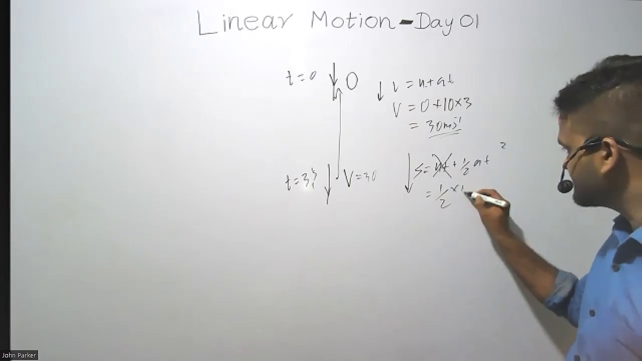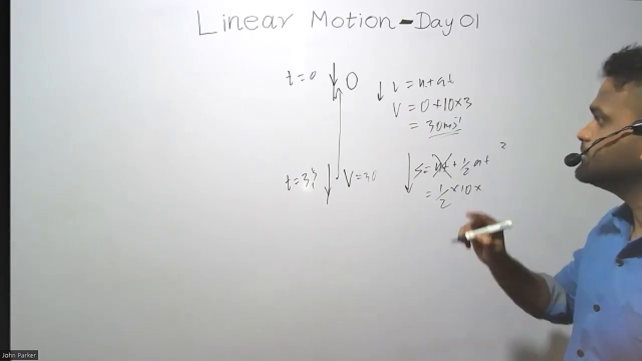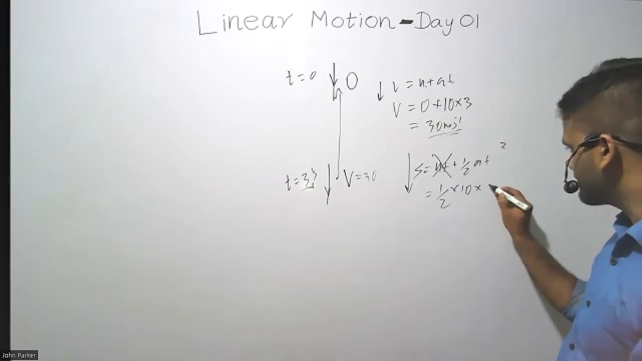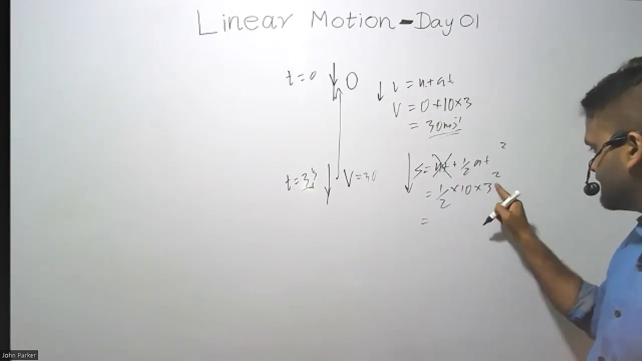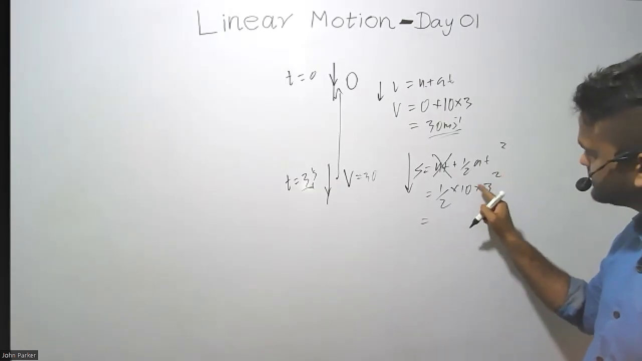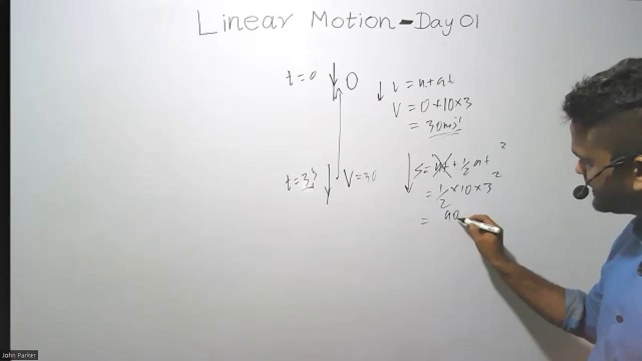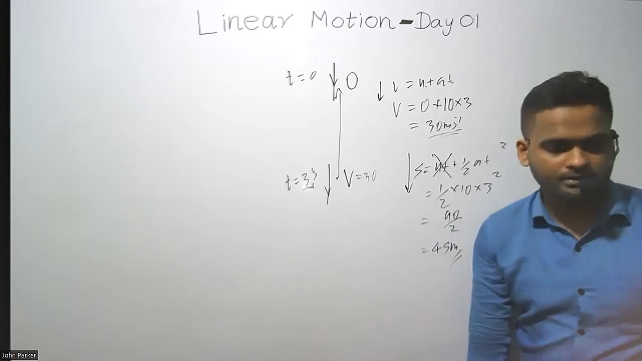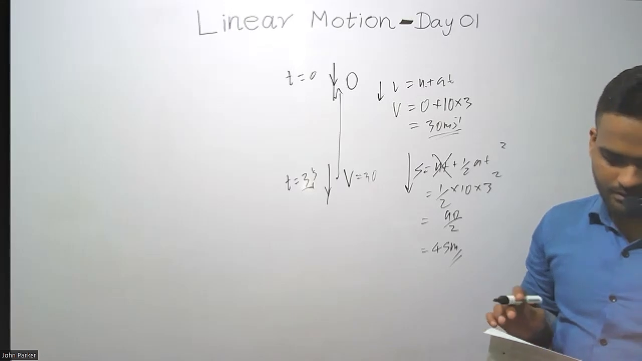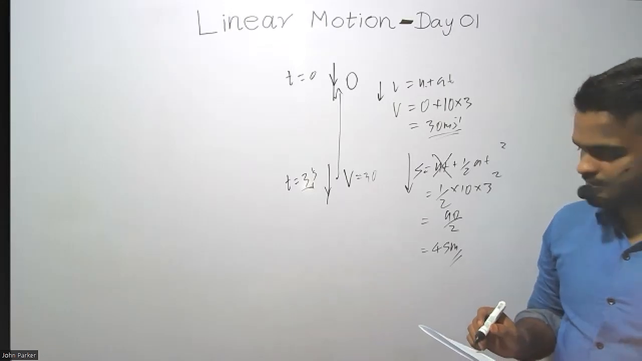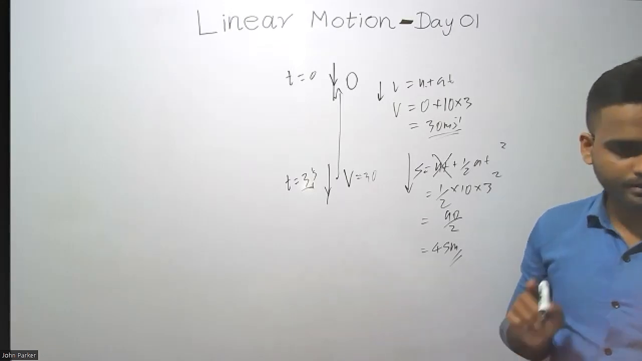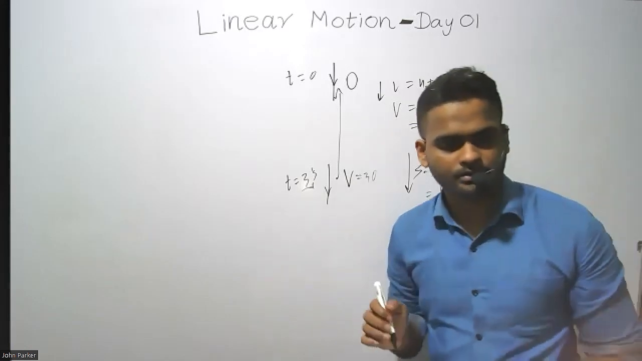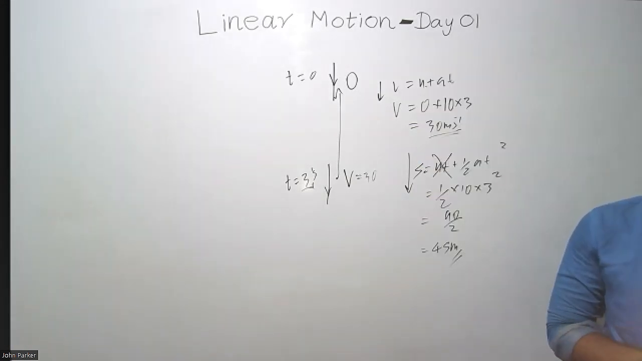Half, acceleration 10, time is 3. 3 squared is 9. 9 times 10, 90. 90 divided by 2, so it is 45 meters. What's the answer? Yes. Answer is 30 and 45. The first one is the answer. Good. Then try the 20th question.